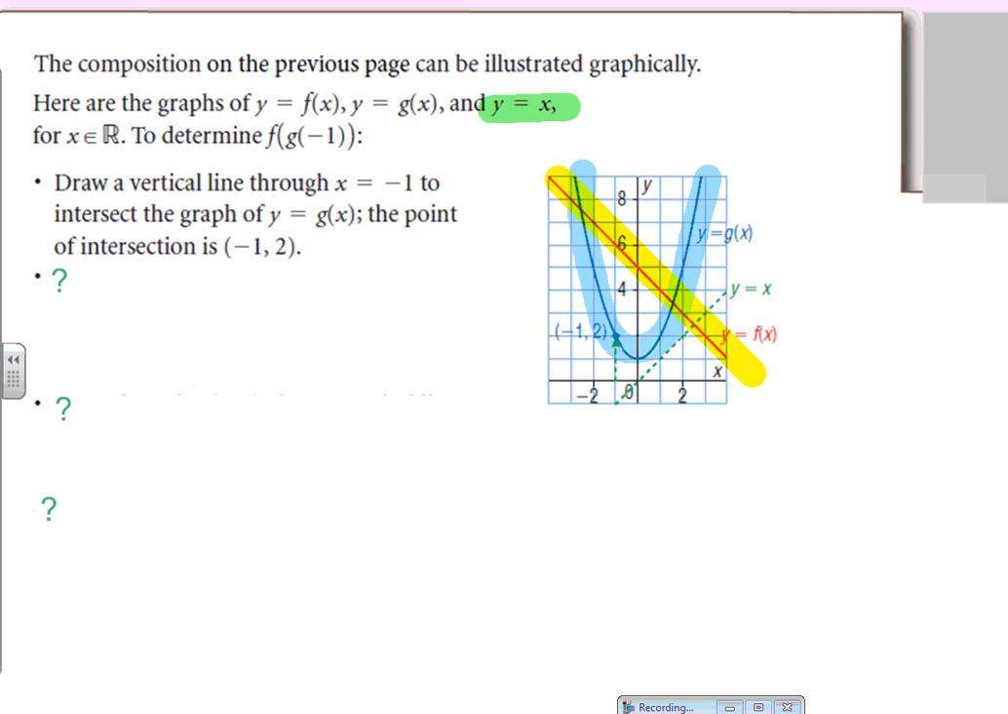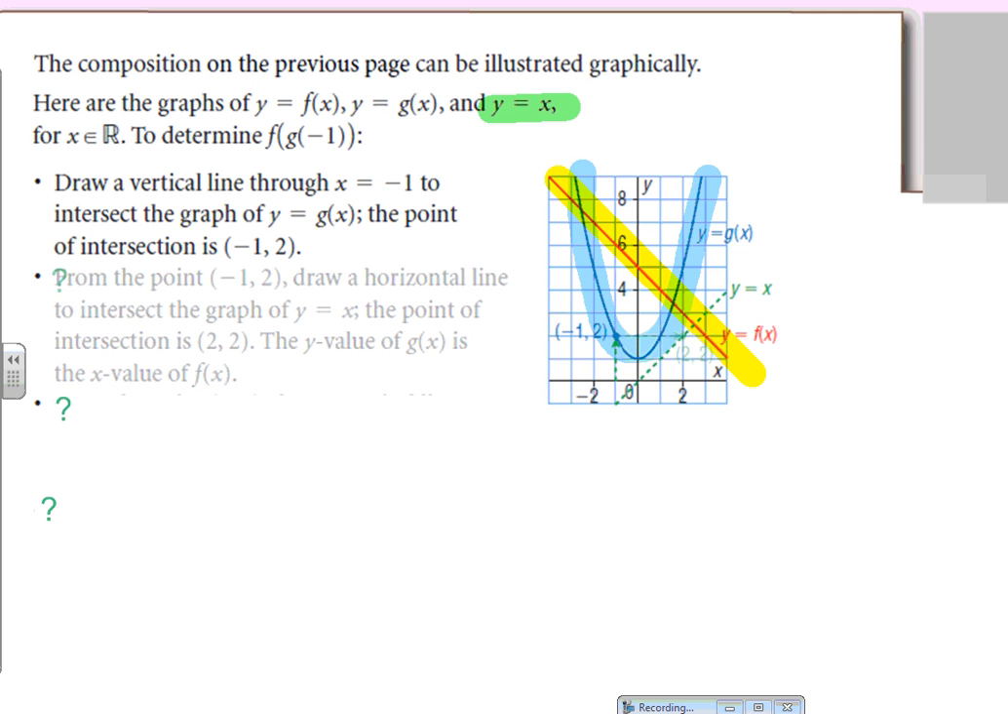Next step. Go with a horizontal line now across and find the point on y equals x. That's why we drew y equals x, so we could find out where it's on that line. 2, 2.